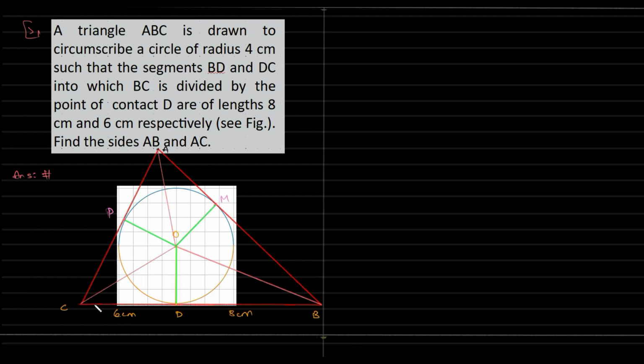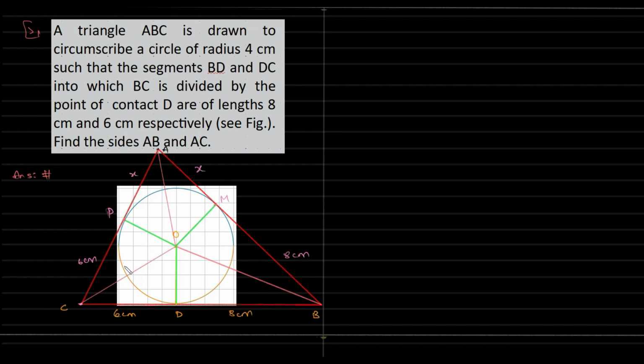Okay, let us write a few things. See, point C is an external point. So CP is equal to CD, is it not? Lengths of tangents are equal. So similarly, DB is equal to BM, 8 centimeter. We have to find AC and AB. So basically, if this is X, this also will be X. So we have to find X plus 6 and X plus 8. So basically, I have to find X. There is only one unknown.